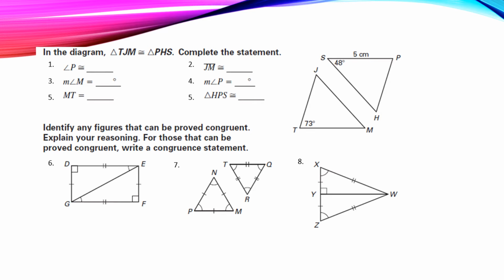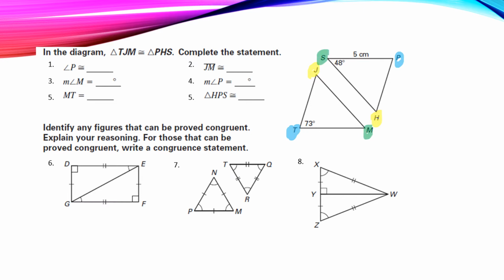So then next, in the diagram, triangle TJM is congruent to triangle PHS. Here is where you want to definitely draw in some congruence marks or color-code or circle stuff, that kind of thing. So T and P match up. J and H match up. And then M and S match up.